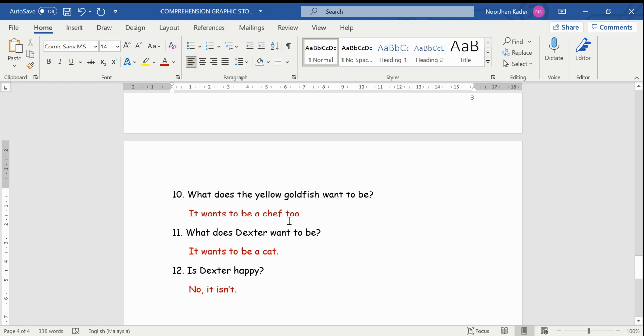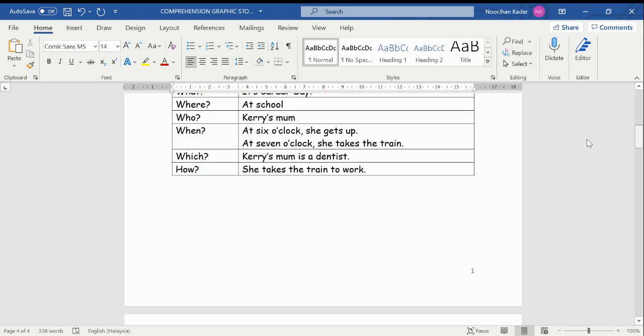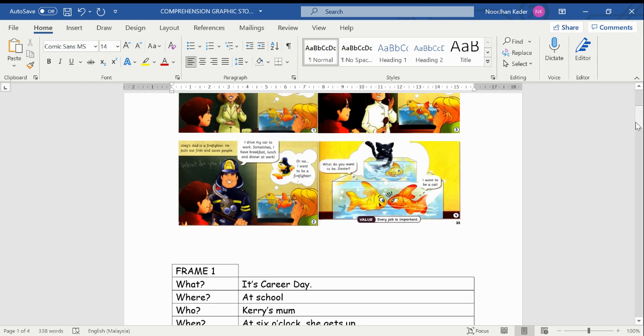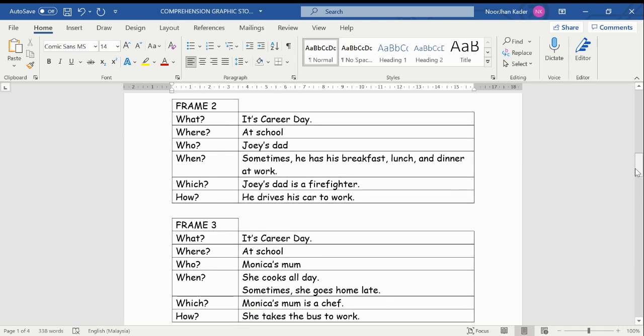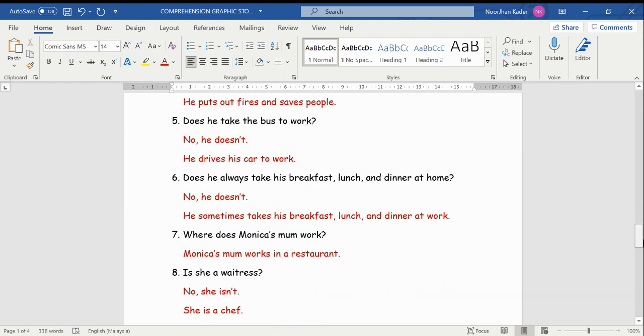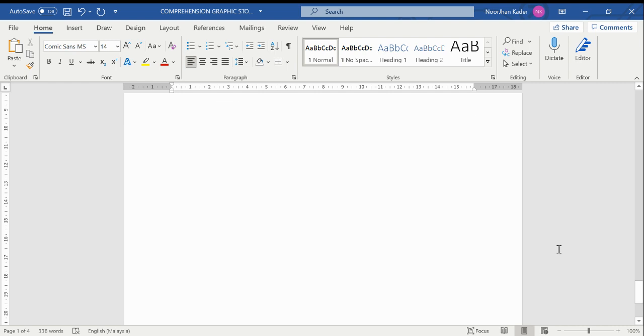Why do I put here two? Because first it wanted to be like Carrie's mom, a dentist, then like Joey's dad, a firefighter, then also wanted to be a chef like Monica's mom. So 1, 2, and 3. That is why it wanted to be in all the three occupations, so that is why we put here two. Two means more than one.